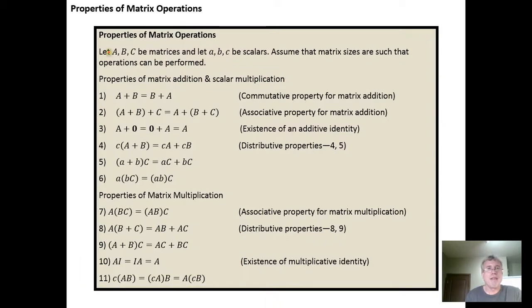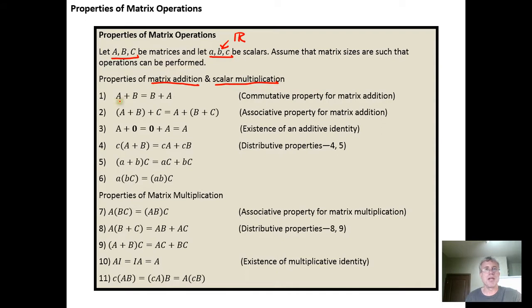So if we have matrices A, B, and C, these are capital letters, indicating that we have matrices, because capital letters are the convention. And then scalars, little a, little b, little c. Because these are lowercase, they indicate scalars, which are real numbers. Numbers are just numbers living on the real number line. And what we want to do is identify that matrix addition and scalar multiplication have the following properties.